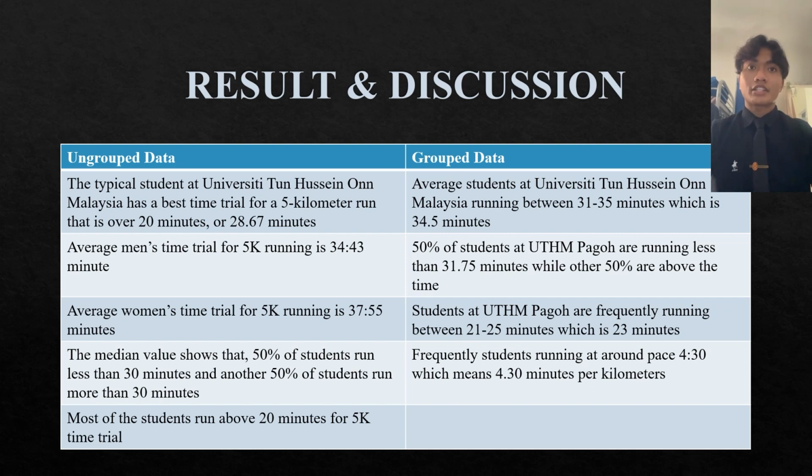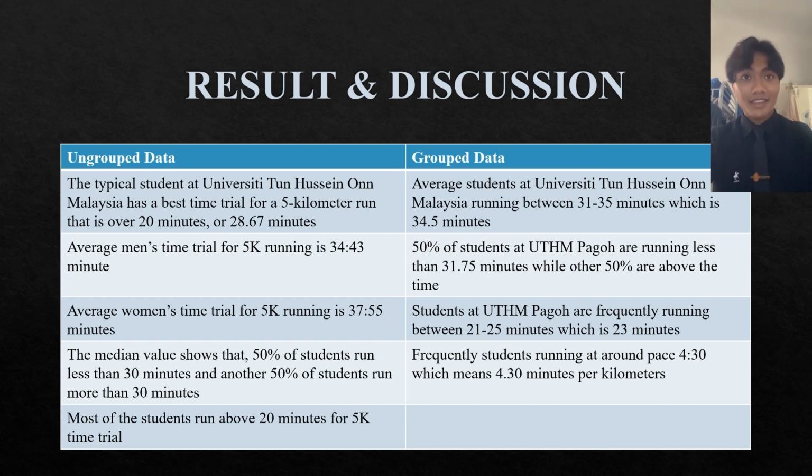For the result and discussion on ungrouped data, the typical student at University Teknologi Malaysia has a best time trial for a 5 km run of 28.67 minutes. The average man's time trial for 5k running is 34.42 minutes. The average woman's time trial is 37.55 minutes. The median value shows that 50% of students run less than 30 minutes and another 50% run more than 30 minutes. Most of the students run above 20 minutes in the 5k time trial.